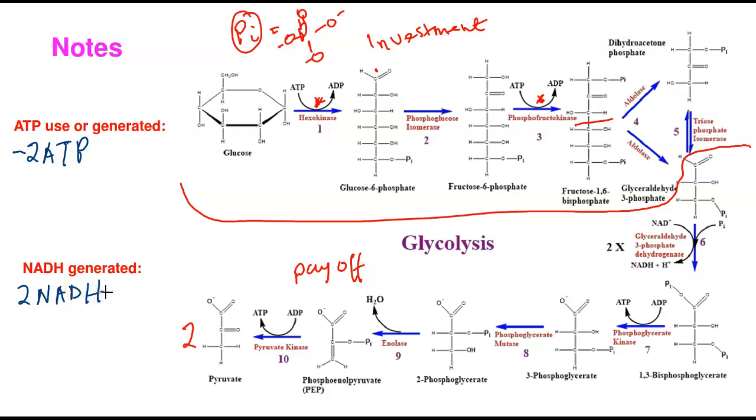That's what we've just gotten in this reaction. There are 2 moles of NADH in step 6 of this reaction. Okay, we now go to the next one.